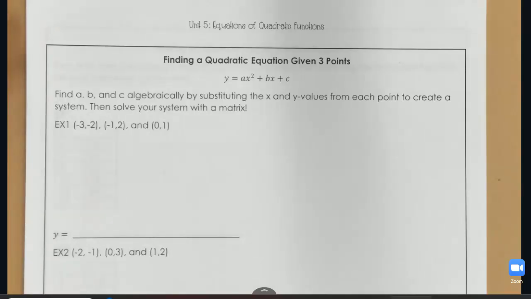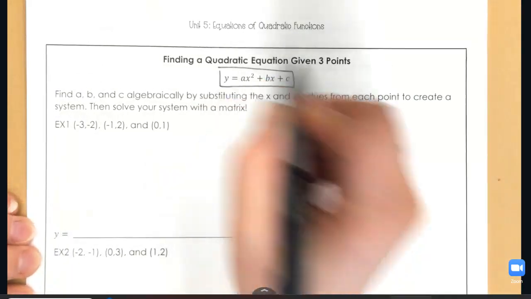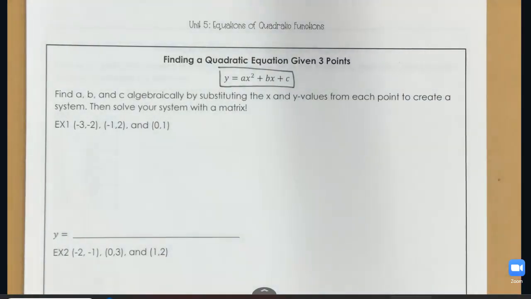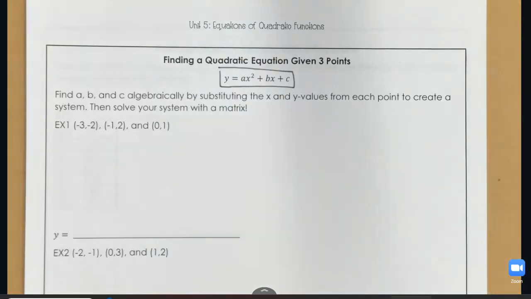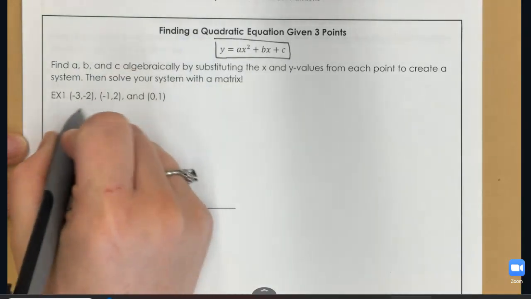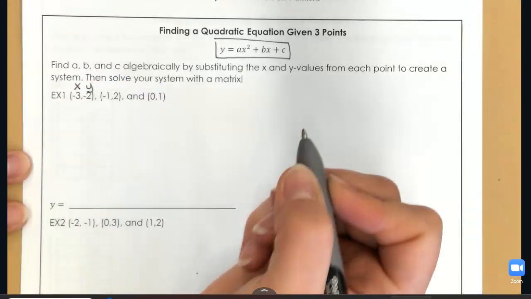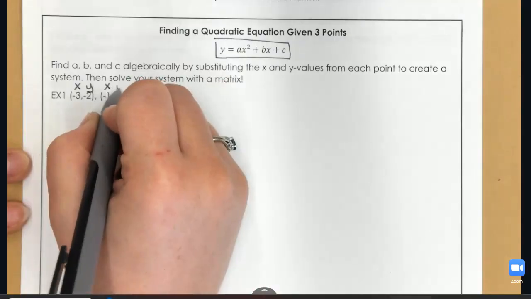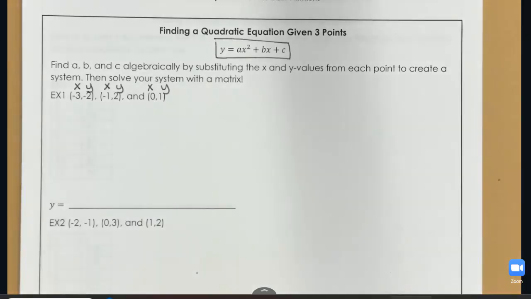Remember that handy-dandy shortcut? So recall our standard form for a quadratic is ax squared plus bx plus c. So in order to write the equation, I need to know what a, b, and c are so that I can put them into my equation in standard form. So when you have 3 points, what we are going to do is make 3 equations with these x and y values. So I'm going to use one where x is -3 and y is -2, another where x is -1 and y is 2, and then a third where x is 0 and y is 1.